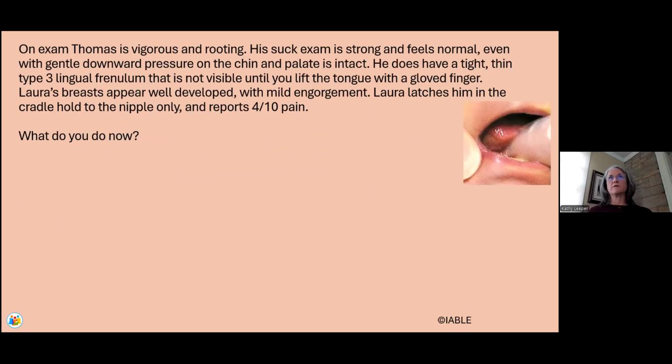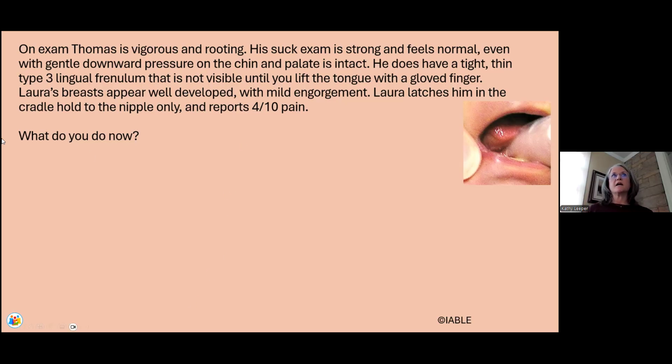On exam, he's vigorous and rooting. His suck exam is good and feels normal, even with gentle downward pressure on the chin. So I didn't mention that. When you're doing your suck exam and you're worried about the tongue, if you gently pull on the chin while they're sucking, if pulling down their chin causes their tongue to pull away from your finger, it's a sign that the tongue might be somewhat restricted.